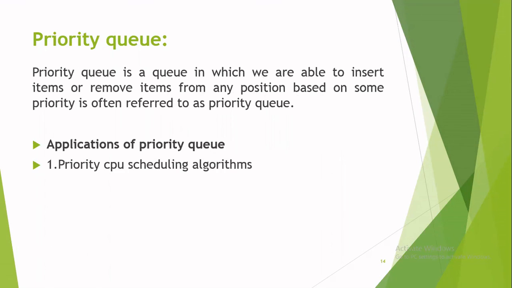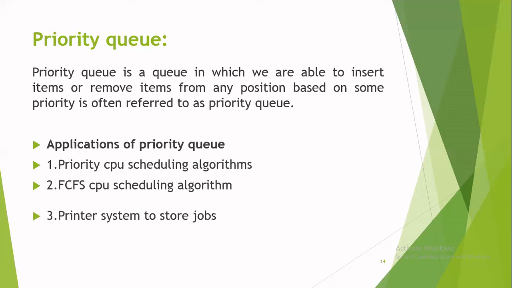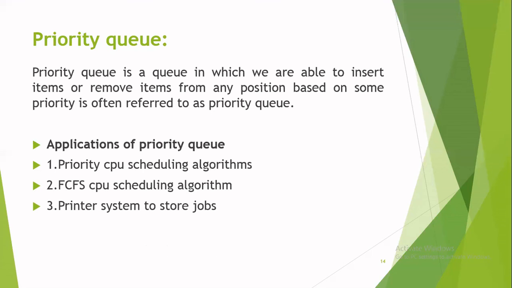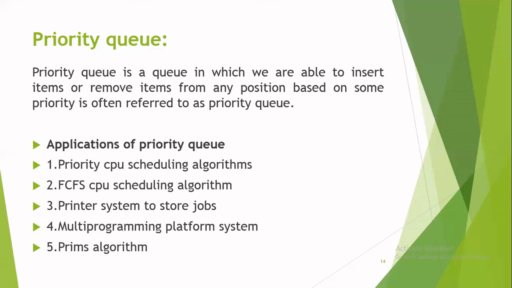Some of the applications of priority queue are as follows. Priority queues are used in the priority CPU scheduling algorithm, and the first come first serve CPU scheduling algorithm also uses a priority queue, and printer systems also use a priority queue to store jobs. The higher priority jobs are printed by the printer and the printing of lower priority jobs is delayed for the time being. So that is how the printer uses the priority queue. And multi-programming systems also use a priority queue. Even Prim's algorithm uses a priority queue.